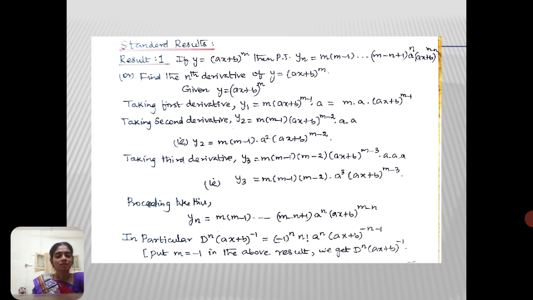So proceeding like this, we write yn as m into m minus 1 etc. m minus n plus 1 into a power n into ax plus b power m minus n. In particular, d power n of ax plus b power minus 1. That is, in the previous result, we are using m equal to minus 1. So the answer will be minus 1 power n factorial a power n into ax plus b power minus n minus 1.